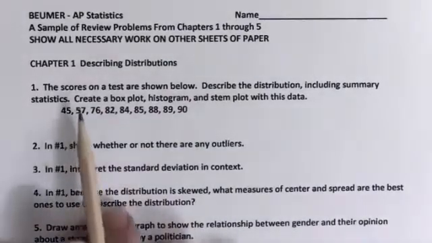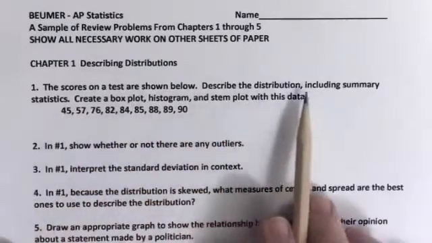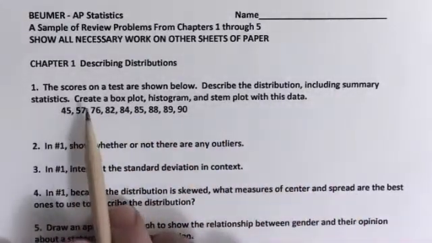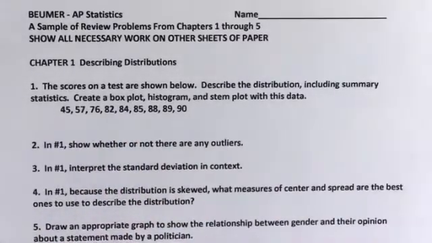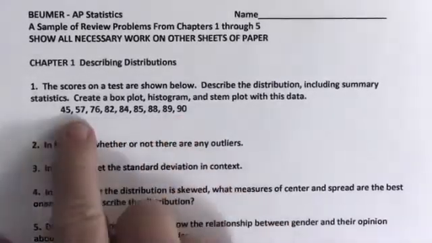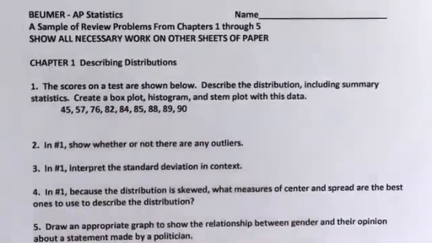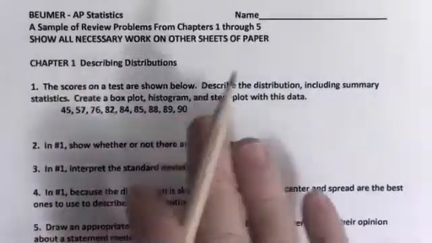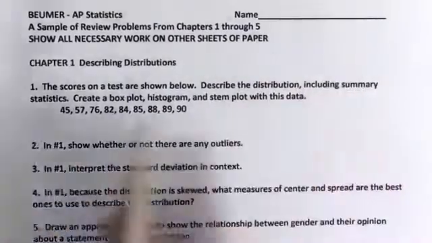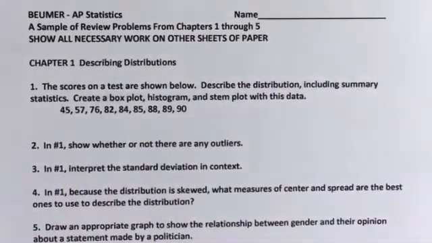It says the scores on a test are shown below. Describe the distribution, including the summary statistics. It also wants us to create a box plot, a histogram, and a stem plot of this data. To describe a distribution of quantitative data, and this is quantitative data with numbers like this, we would have to describe its center, its unusual values, its shape, and its spread. But let's go ahead and get the summary stats first.